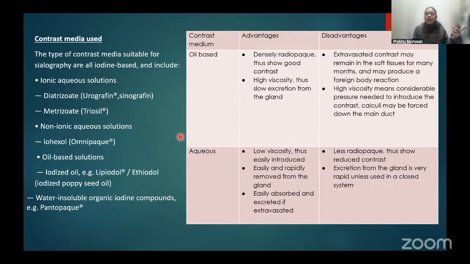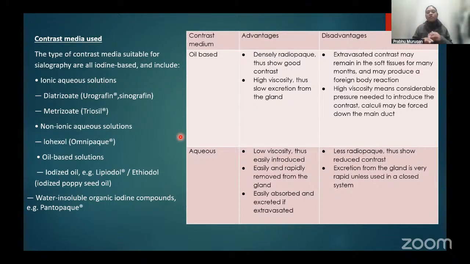Okay, so high viscosity means, another thing that we have to be cautious is, sometimes it is difficult to give the contrast in case of a calculi and all. No, it will sometimes, what will happen, it will tend to push the calculi down the main duct, so it will go and get blocked elsewhere. It will try to push it very easily. No, so that is why it will go and get blocked elsewhere. So these are the advantages and disadvantages of your oil based medium.